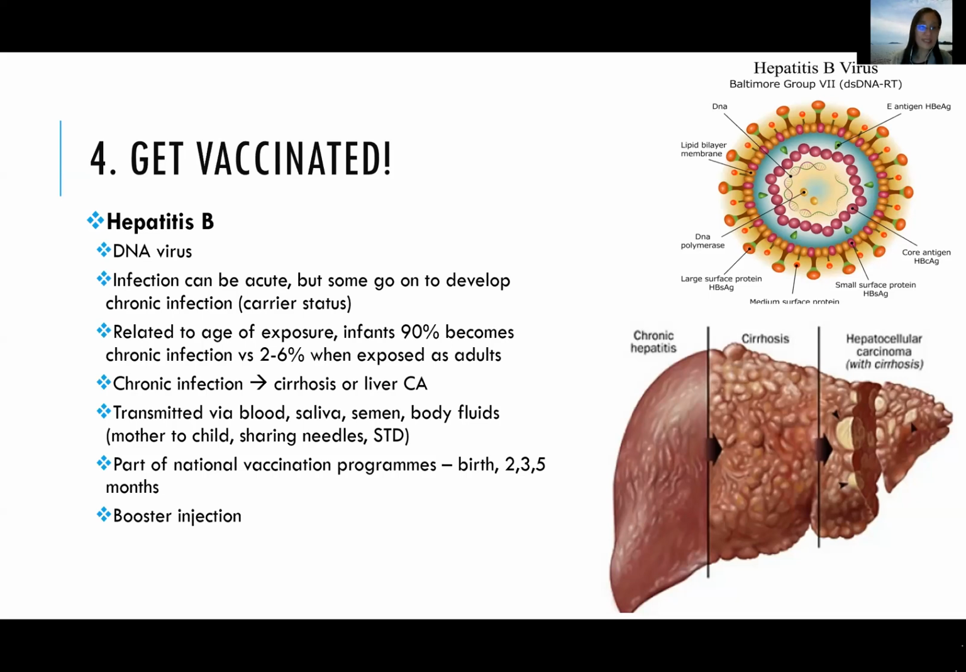The younger you get hepatitis B, the higher the chance you get into a chronic infection compared to when you are exposed to hepatitis B at an older age. It can induce cirrhosis and in turn can cause liver cancers. It can be sexually transmitted and transmitted via blood, saliva, and bodily fluids.